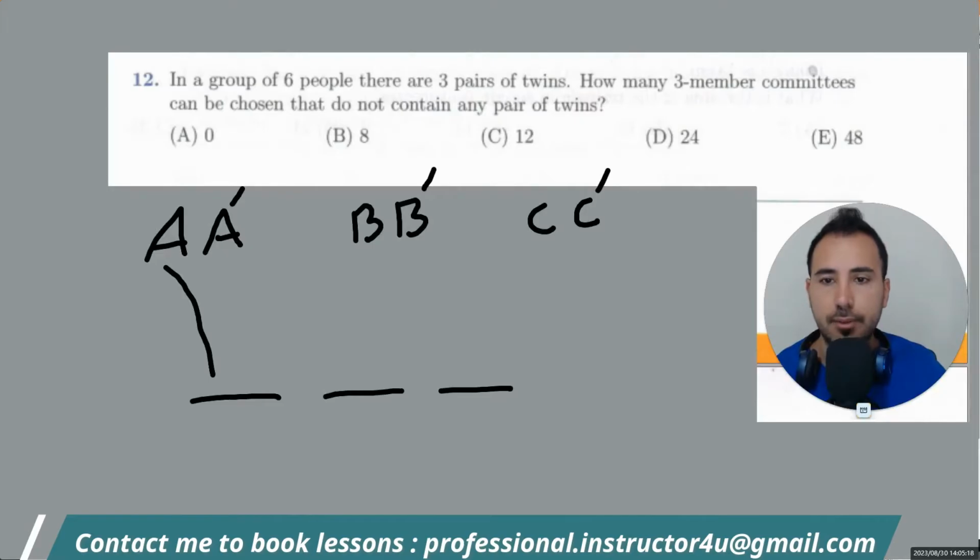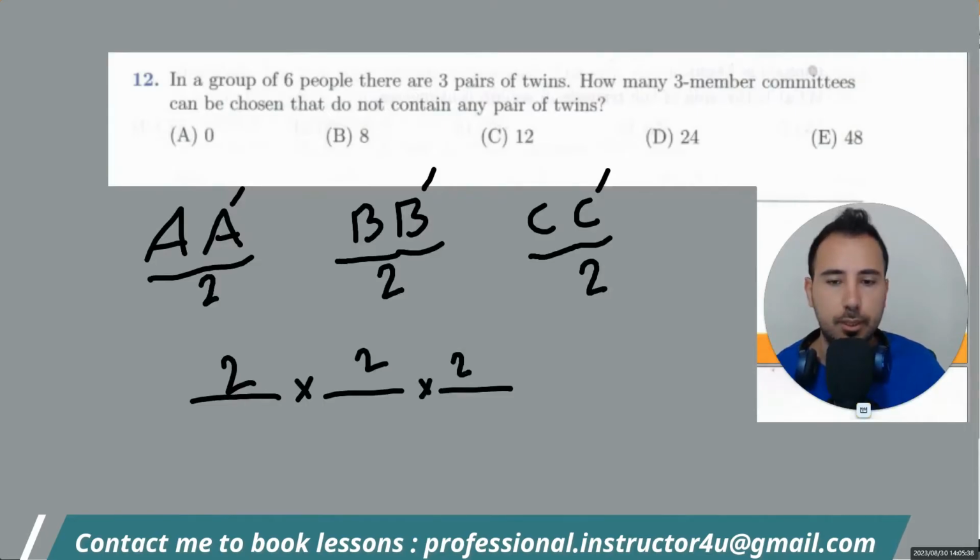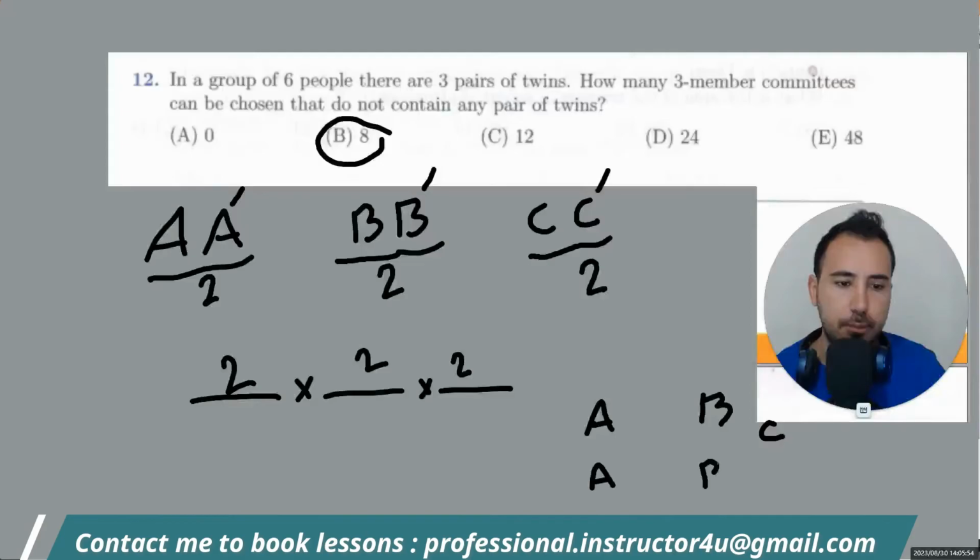So that means we have 3 groups. From each one person should join this committee. Here we have 2 options, here we have 2 options, here we have 2 options. So it's going to be 2 times 2 times 2. The answer will be 8. You could also keep writing a list. For example, A, B, C would be one of them, and then A, B prime, and C would be another one.